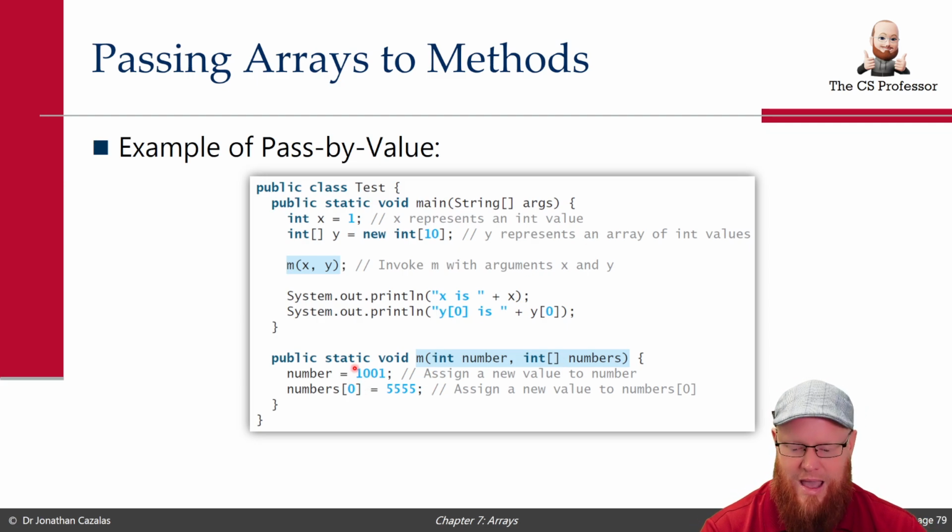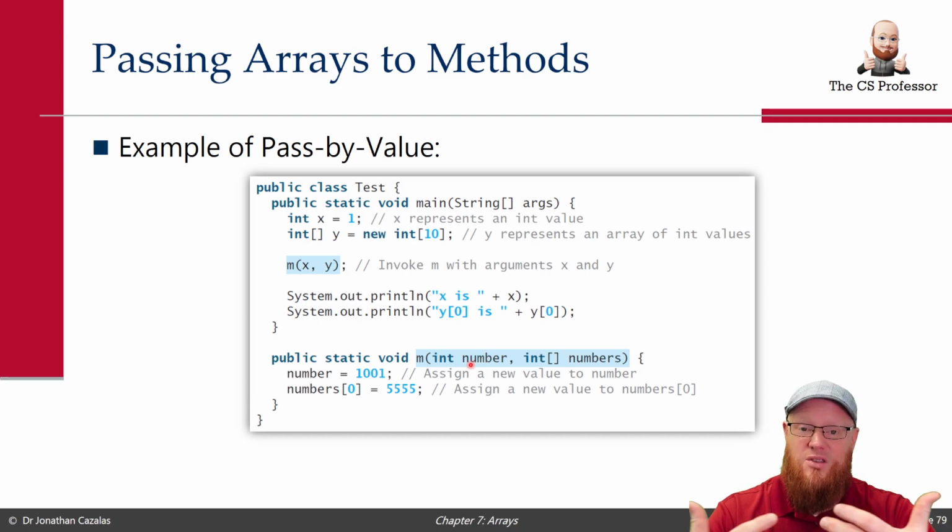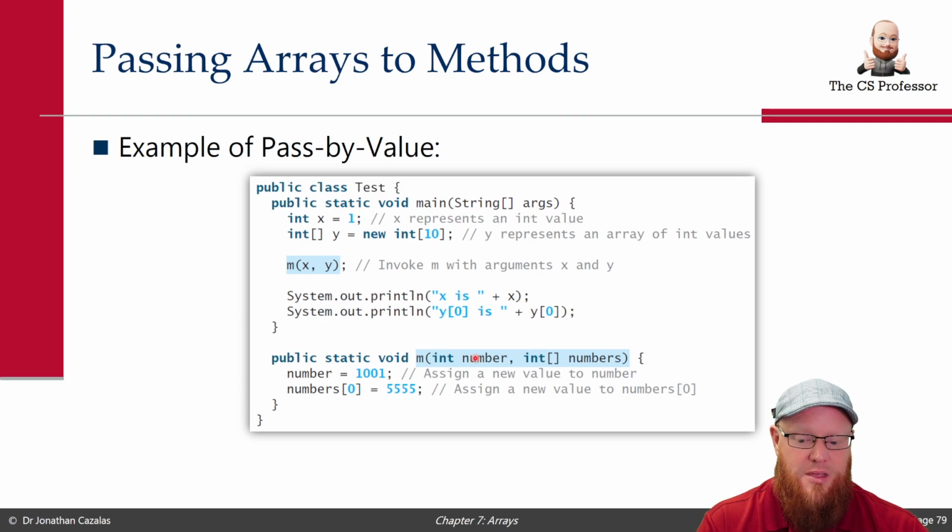What does it do inside the actual method m? Inside method m, we're going to take 1001 and assign it into the variable number. We're effectively overwriting whatever value we passed over to this method and saved into the formal parameter. We're assigning a new value to this variable number. Also, in the second line within method m, we're assigning the number 5555 into index 0 of numbers. So let's see what happens when we run our main.